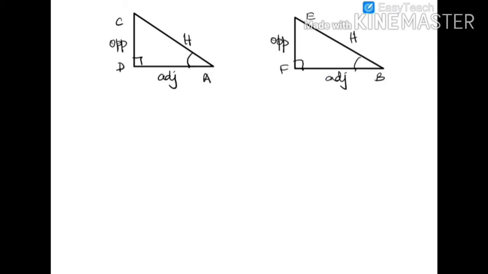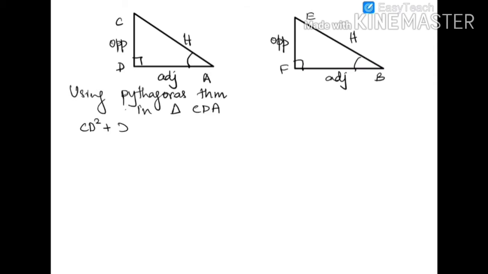But let's first find the third side CD in terms of other two sides and the third side in the second triangle EF in terms of other two sides using Pythagoras theorem. CD square plus DA square will be equal to the hypotenuse square. So CD square will be equal to AC square minus AD square.